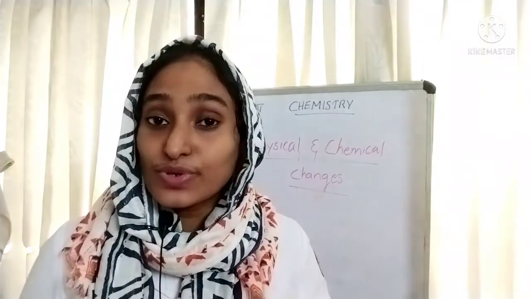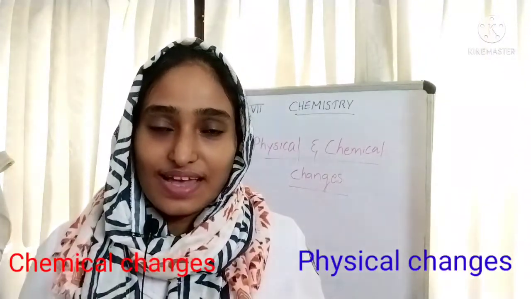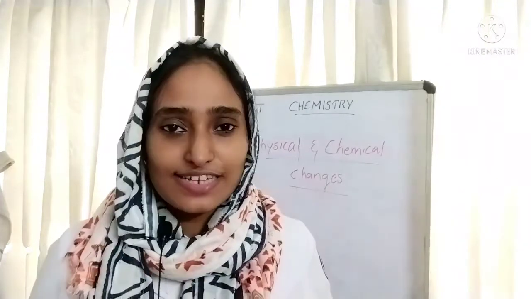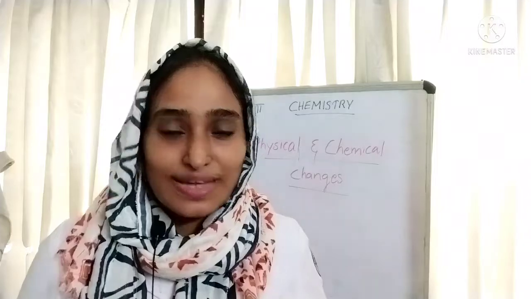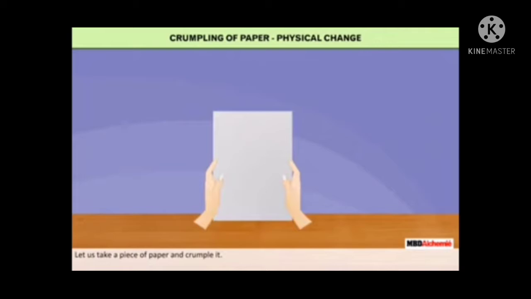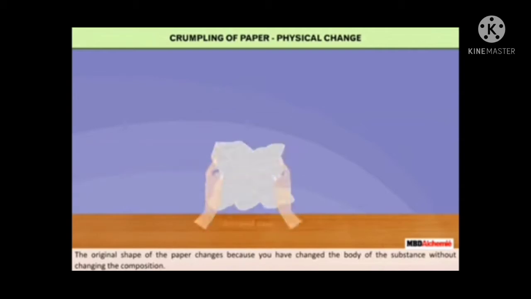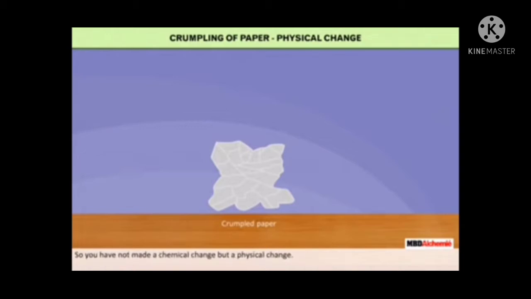Broadly, changes are of two types: physical changes and chemical changes. At first, let us discuss about physical changes. Let's do some activities. Take a piece of paper and crumble it. What happens to the paper? The original shape of the paper changes because we have changed the body of the substance. We have only changed the appearance but not the composition of the paper. So, it is a physical change.